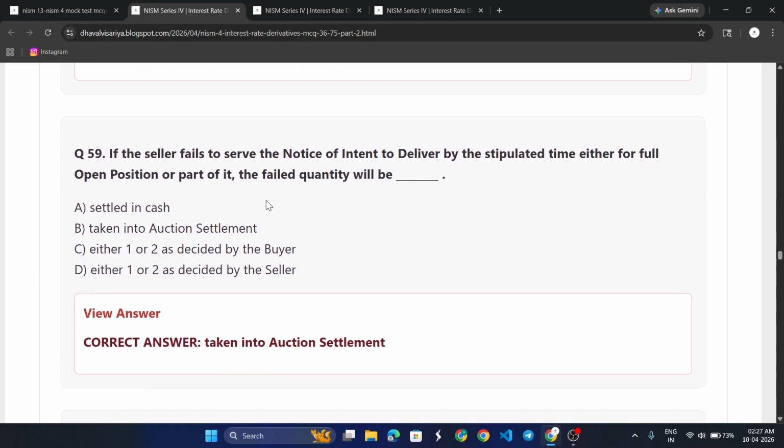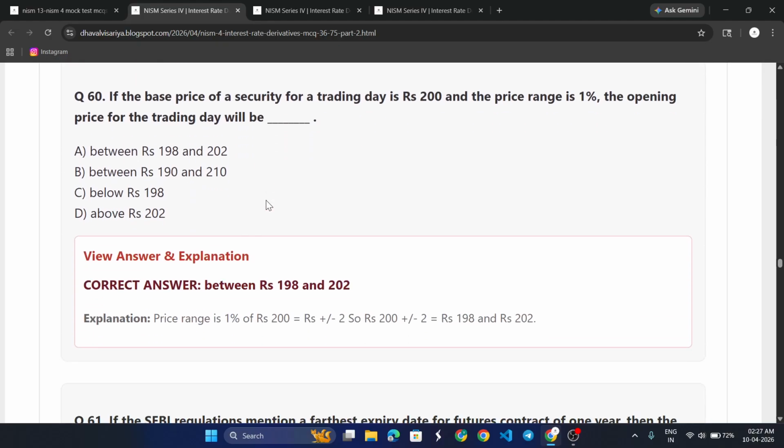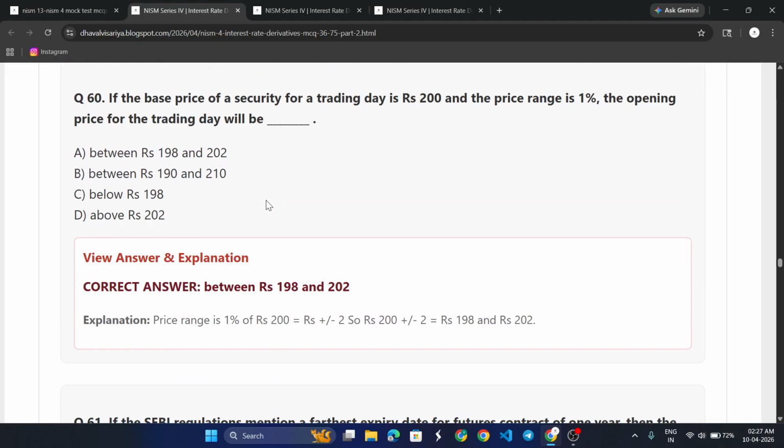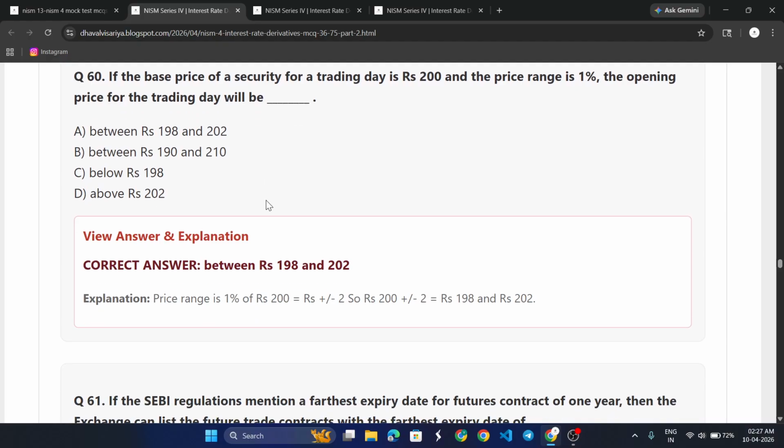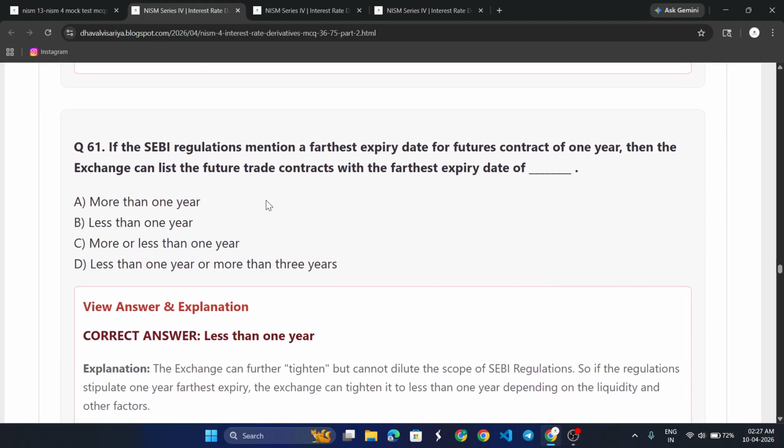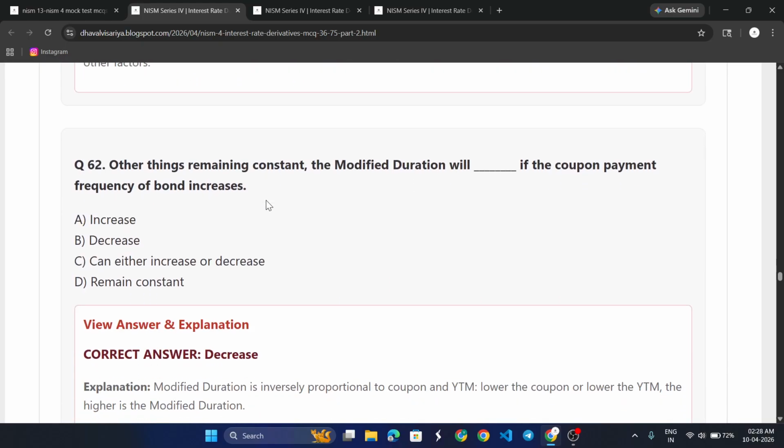If the seller fails to serve the notice of intent to deliver by the stipulated time, either the full open position or a part of it, the failed quantity will be taken into optional settlement. If the base price of a security for a trading day is 200 and the price range is 1%, the opening price for the trading day will be 198 to 202. If the SEBI regulation mentions a maximum expiry period for future contracts of 1 year, then the exchange can list the future contracts with the farthest expiry date of less than 1 year.